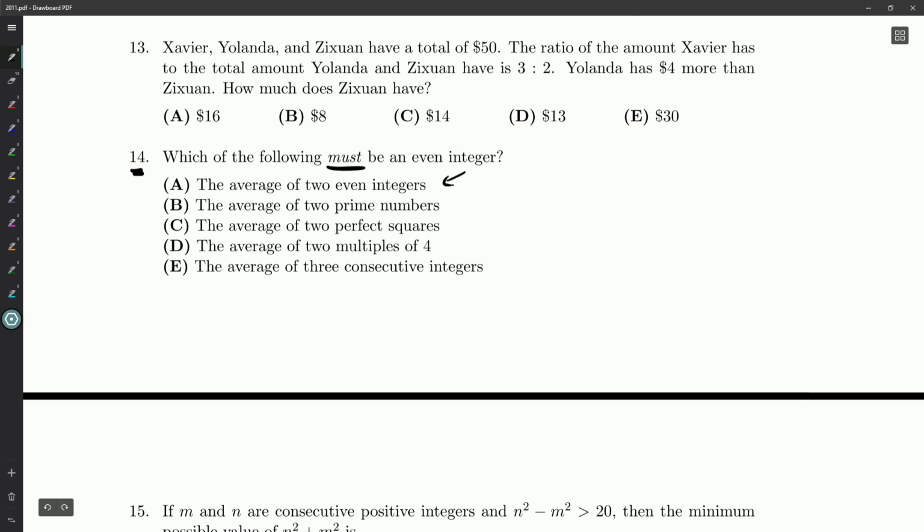So we can move on to D. The average of two multiples of 4. Now, this will always be an integer. I'll get to that in a moment.